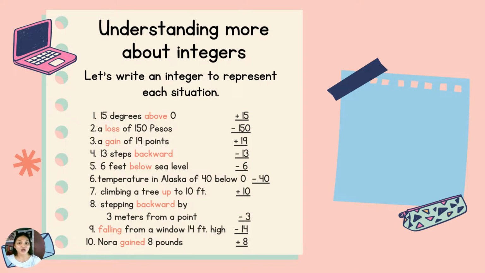Climbing up a tree to 10 feet. So that is, yes, that is positive. Stepping backward by 3 meters from a point. Backward means, ayan, negative. Falling from a window 14 feet high. Falling! Bumababa ka. Nalalaglag ka, nahuhulog ka. So that is negative. And number 10, Nora gained 8 pounds. So that is, nag-plus 8 yung kanyang weight. Ayan. So that is positive 8.